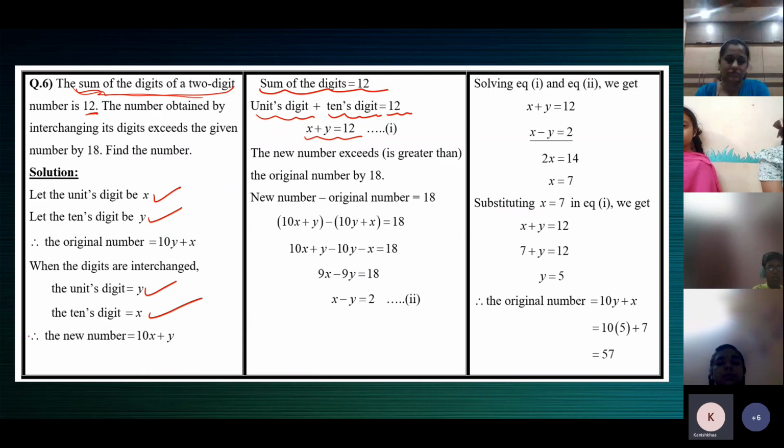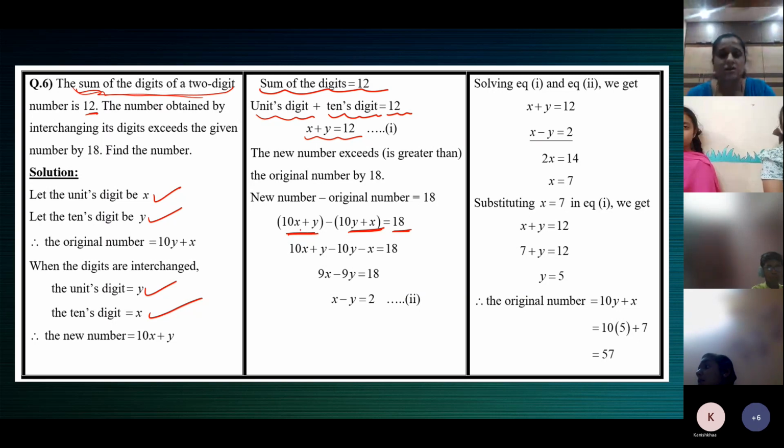And in the question, they have given that the new number obtained exceeds the original number by 18, ma'am. So the new number minus the original number will give us the value 18. The new number is 10x plus y, minus the original number, which is 10y plus x, is equal to 18. Very good.